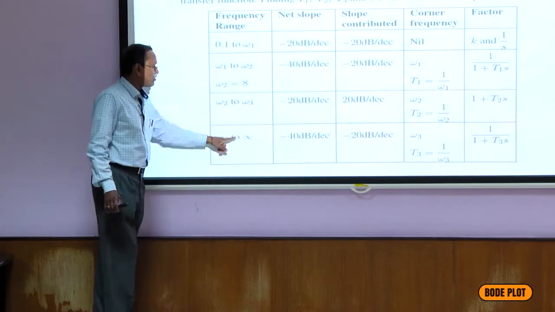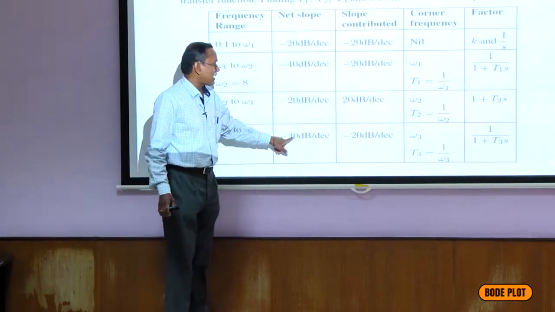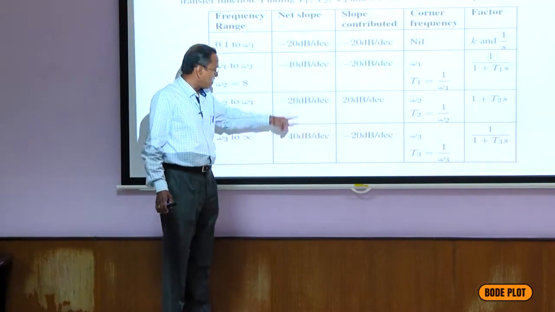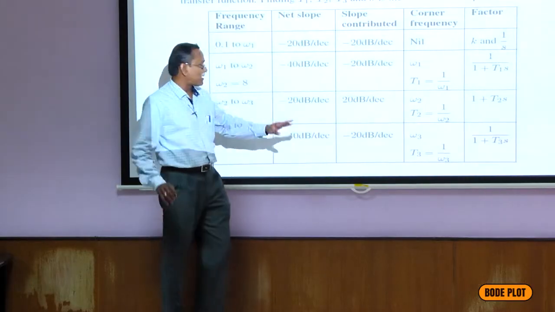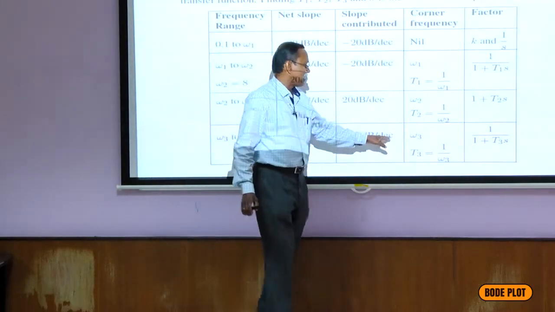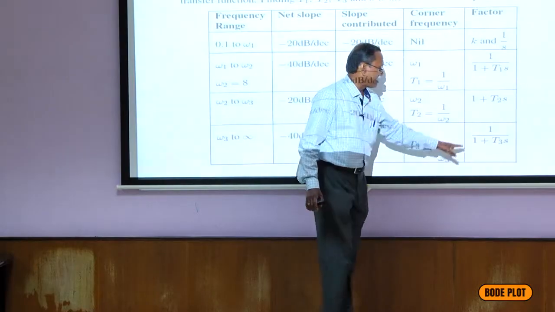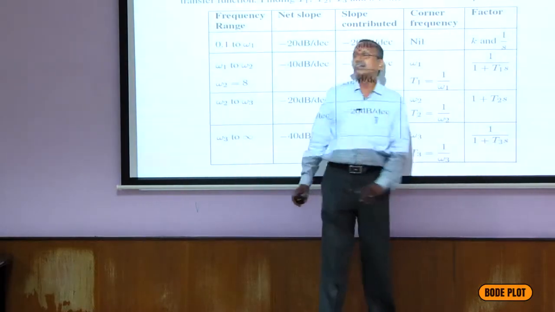Next is from omega 3 to infinity. The net slope is minus 40. Earlier it was minus 20, now it becomes minus 40. Therefore another first order factor, minus 20 dB per decade. That is T3 equal to 1 by omega 3. The next factor is 1 by 1 plus T3 s.